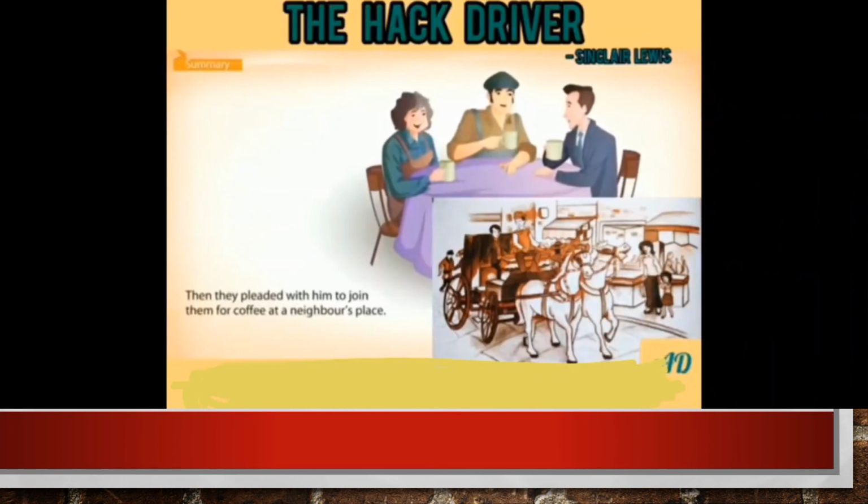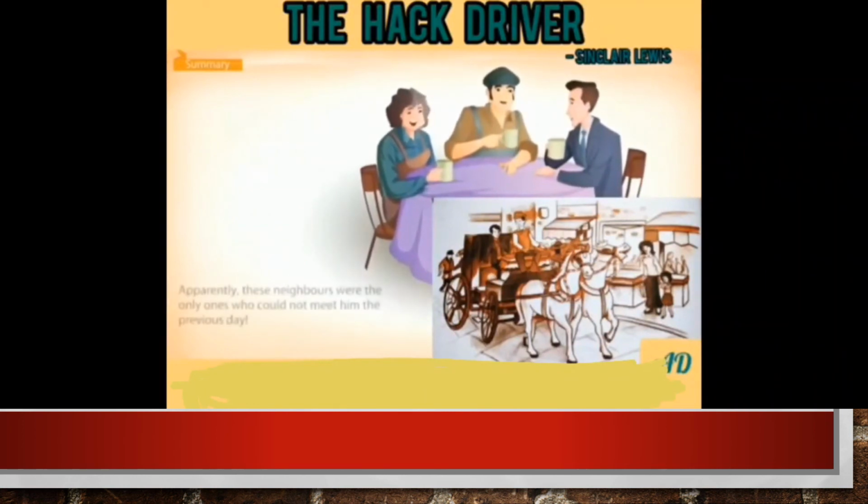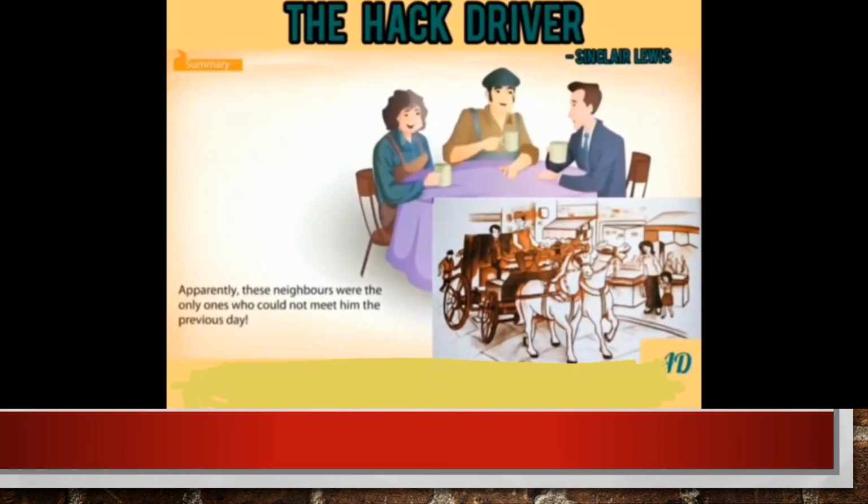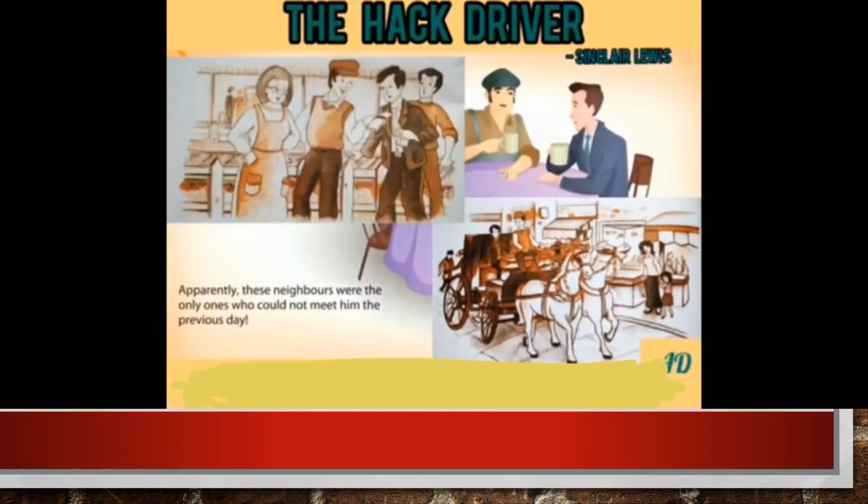Then they pleaded with him to join them for coffee at a neighbor's place. Apparently, these neighbors were the only ones who could not meet him the previous day.